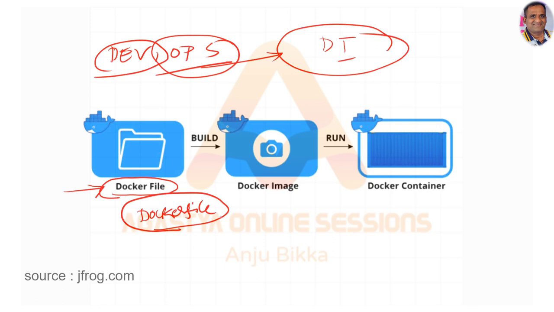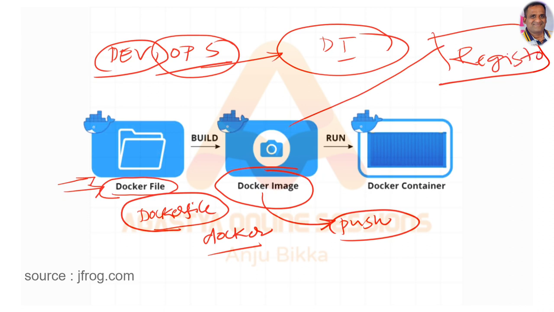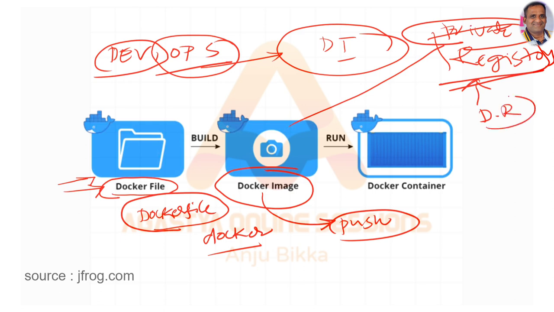So the developer is responsible for preparing the Dockerfile. From the Dockerfile, by using Docker commands, they build the Docker image. Once they build the Docker image, they are going to push this image into a registry. Now we are going to discuss the registry. It is not Docker Hub. We are going to discuss an enterprise level private registry. Each enterprise is going to have its own Docker registry. So the image is going to be pushed into the registry. That is the job of the dev team.